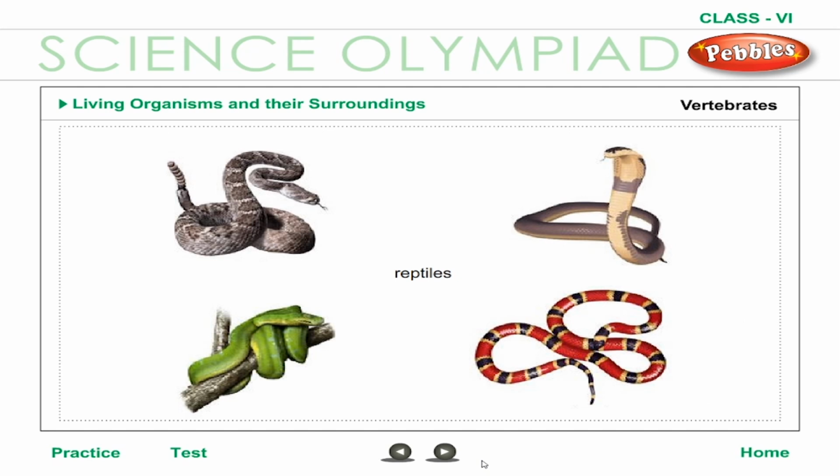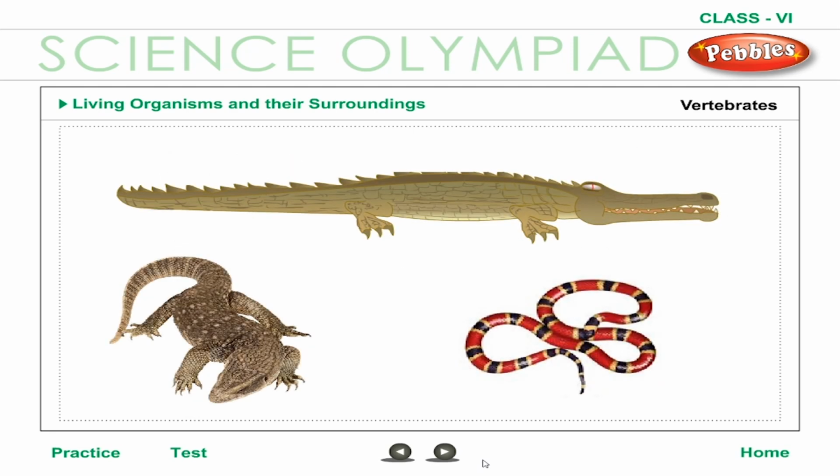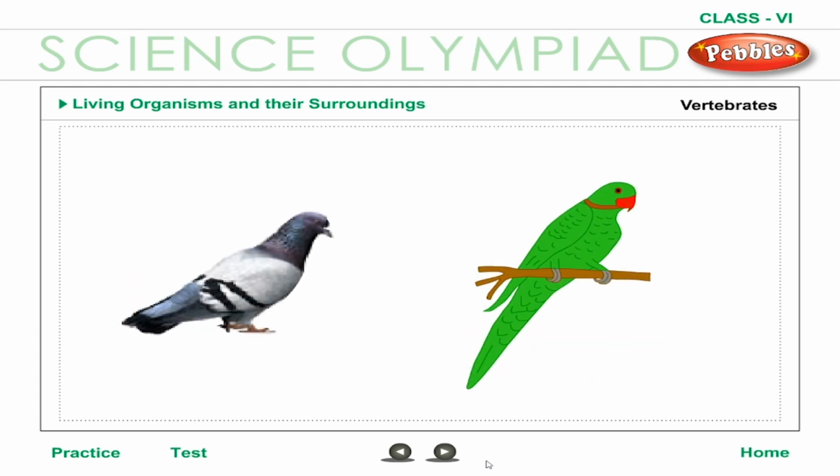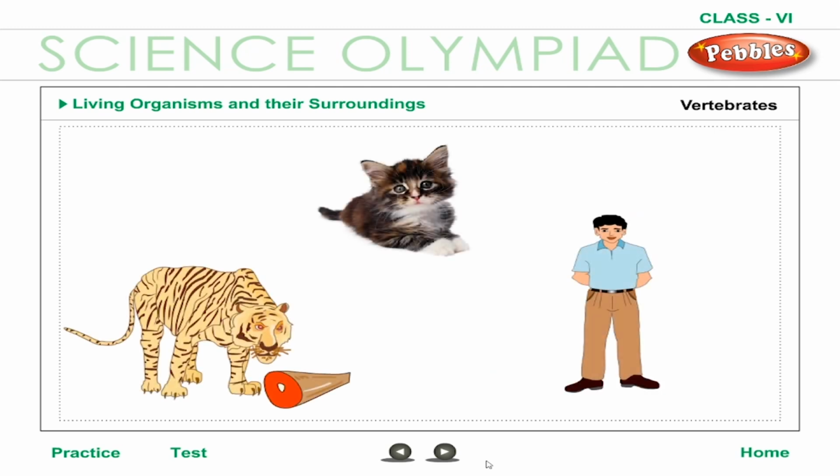Reptiles. Dry and scaly skin. Except snakes, all the other reptiles have lungs. They crawl. Example, lizards, snakes, crocodiles. Birds. They have wings and fly in the air. Example, pigeon, parrot. Mammals. Animals which have mammary glands that produce milk. They reproduce by giving birth to young ones. Example, man, cat, tiger.